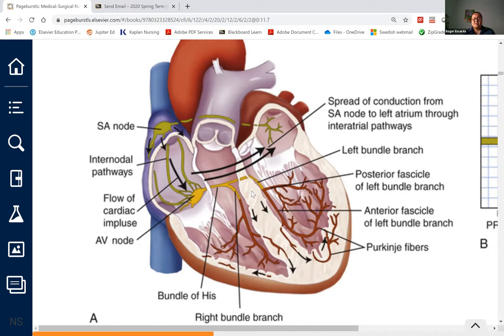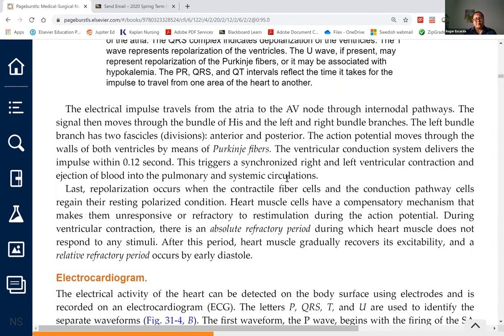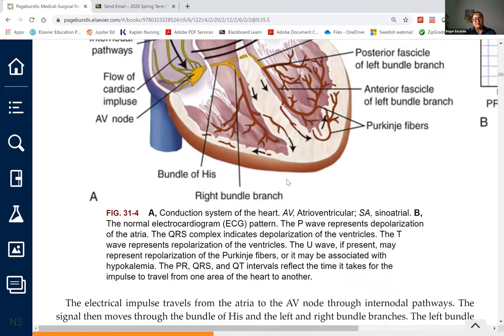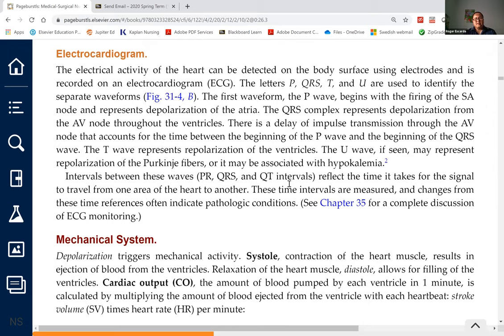So the AV node is special because it holds on to the electrical impulse. It does not transmit it down to the left and right bundle branches right away. It delays it for exactly 0.12 to 0.2 seconds before it transmits it down. So it allows blood to leave the atria and enter the ventricles before the ventricles contract. We'll have more of that when we go to dysrhythmias, when we talk about problems related to electrical conduction. ECG we'll discuss in chapter 35.